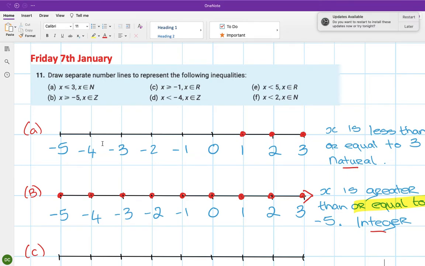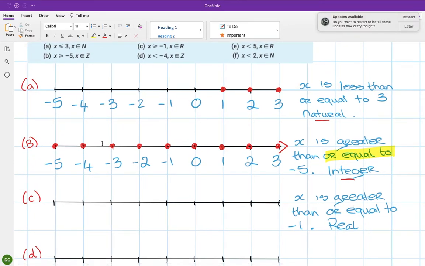The third one. Translate: x is greater than or equal to minus 1, and these are real. So greater than or equal to -1 and real is what this one says. Okay, so again, if I'm going to do greater than, it means I'm going to be moving to the right. So I'm going to put my -1 over here on the left, and I'm going to move to the right. So these are numbers greater than -1, which is 0, 1, 2, 3, 4, 5, 6.